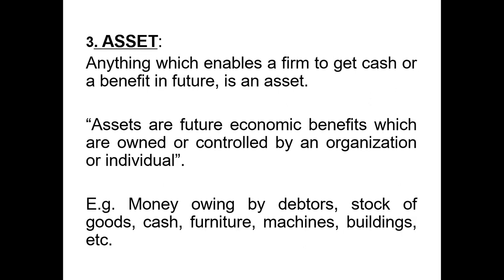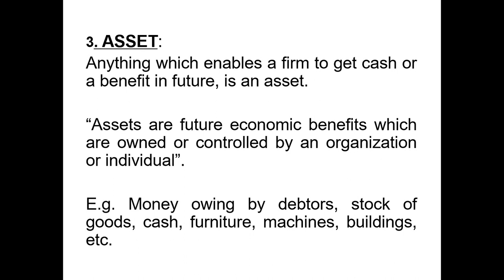Then we have assets. Now assets are nothing but the resources which help the firm to get the benefit and generate revenue. So these are the resources which help to get the revenue generated. Anything which enables a firm to get cash or benefit in future is an asset. Assets are future economic benefits which are owned and controlled by the organization or individual.